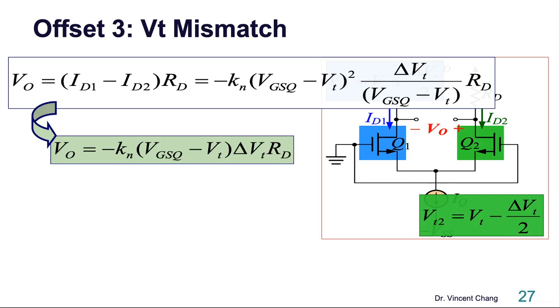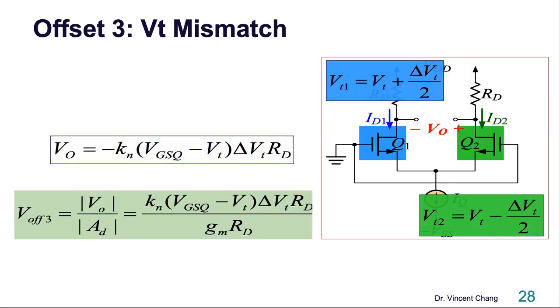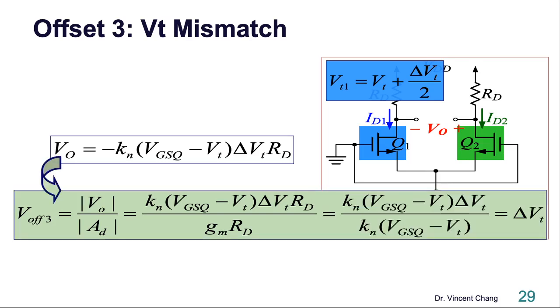And then differential gain, transconductance. You see? Delta VT. Are you with me? K times overdrive is transconductance. RD canceled out. It's delta VT. Super simple. Very simple. Beautiful result.